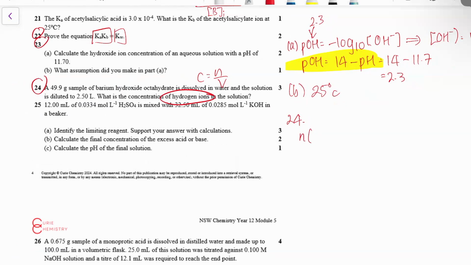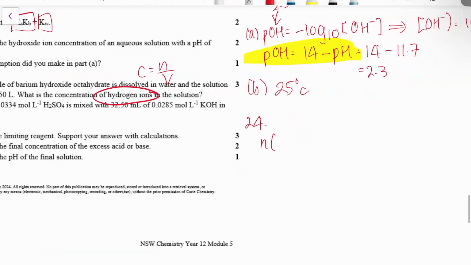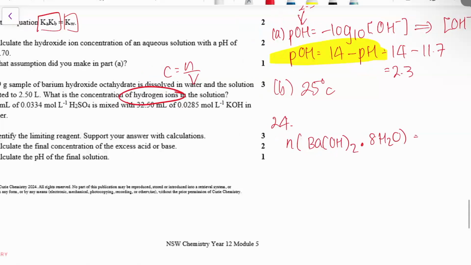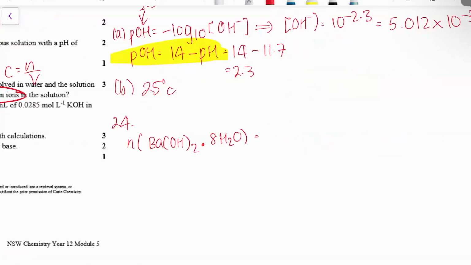So, what's the formula for barium hydroxide? BaOH2, or rather Ba(OH)2, and then octahydrate. Hydrate means water, octa means 8. So dot 8 H2O. So there's 8 water molecules as ligands. So that goes into my molar mass calculation.